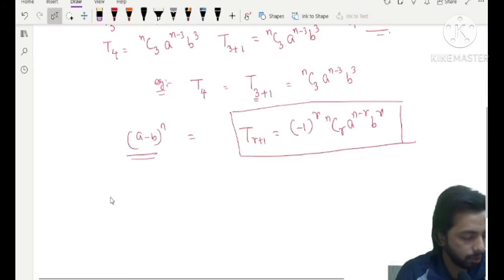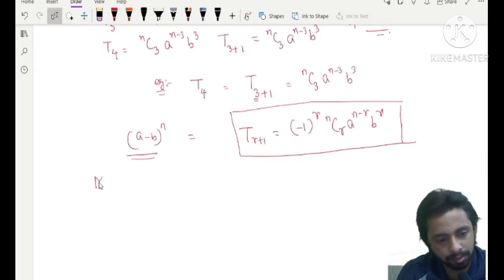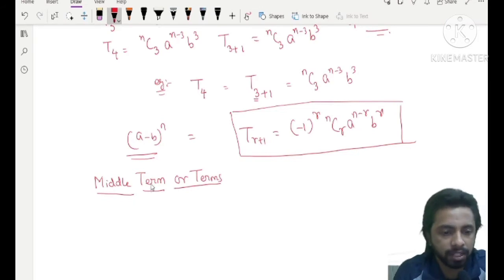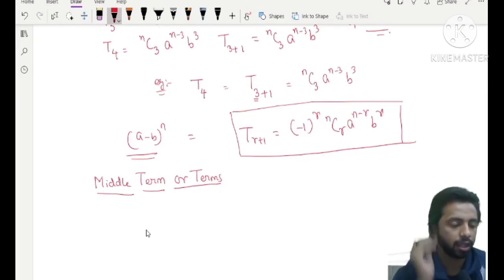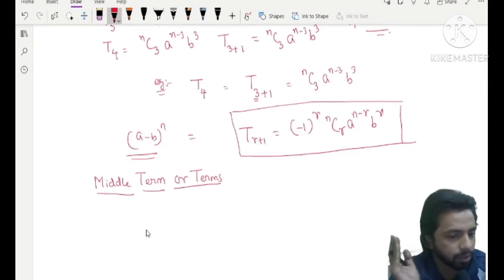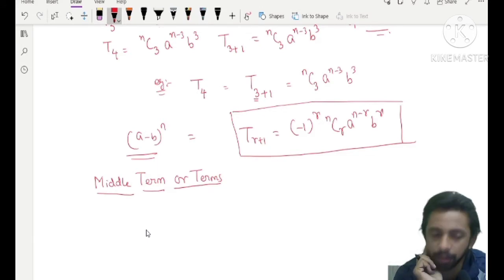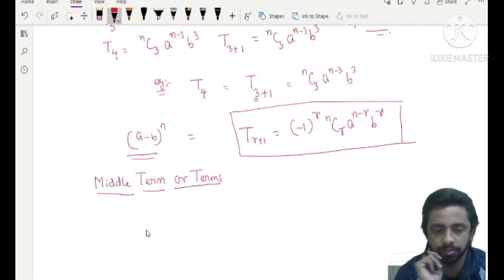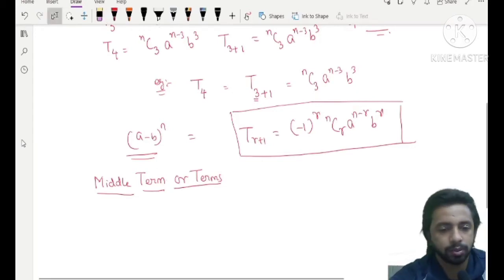Next we will study about the middle term or terms. The reason why I mentioned it this way, term or terms, is when there are odd number of terms, you will get only one middle term. But in the expansion, if you have even number of terms, then in that case you will have two middle terms. Hence I wrote it this way.